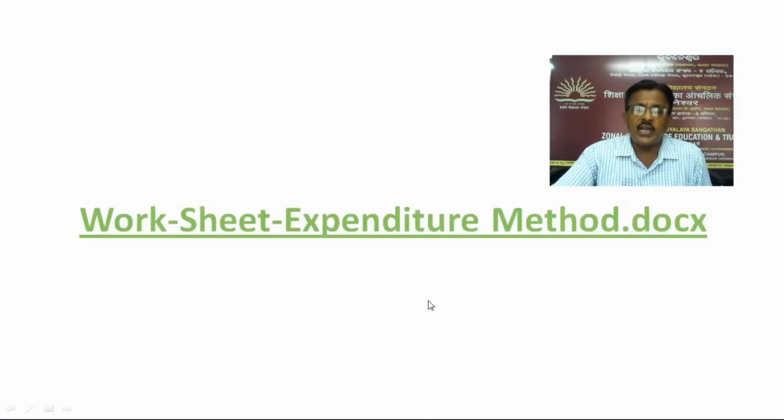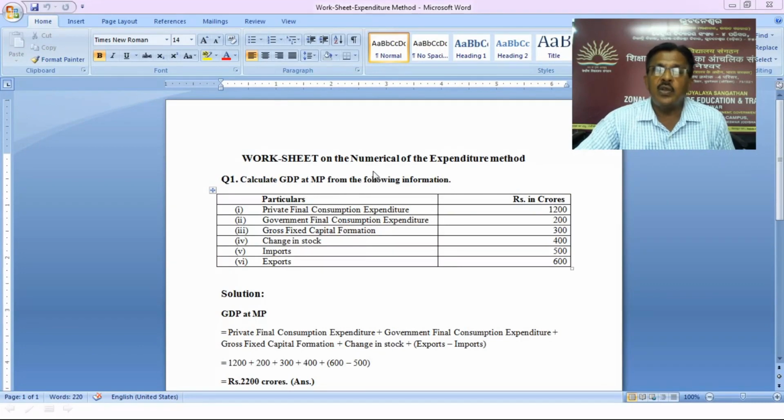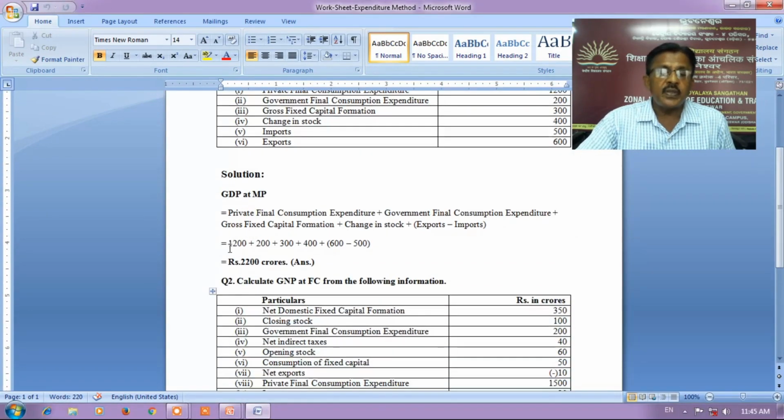Worksheet related to the expenditure method. Worksheet on the numericals of the expenditure method. Here you see, calculate GDP at market price. The items are given and the values are given. For GDP at market price, in this method you have to locate the expenditure related items: private final consumption expenditure, government final consumption expenditure, plus gross fixed capital formation, plus change in stocks, that is gross domestic capital formation. If you add these two, we get gross domestic capital formation, plus exports minus imports, that is net exports. We need to add all these four to get the GDP at market price. So that is given over here.